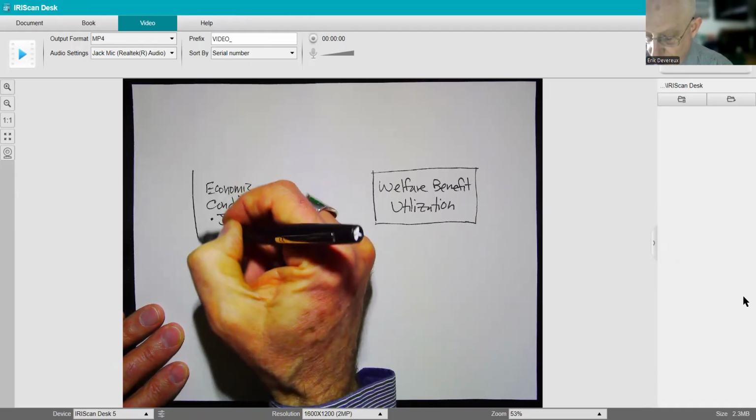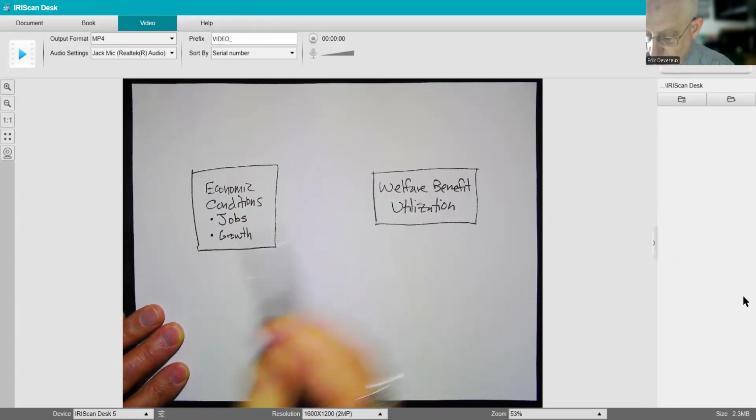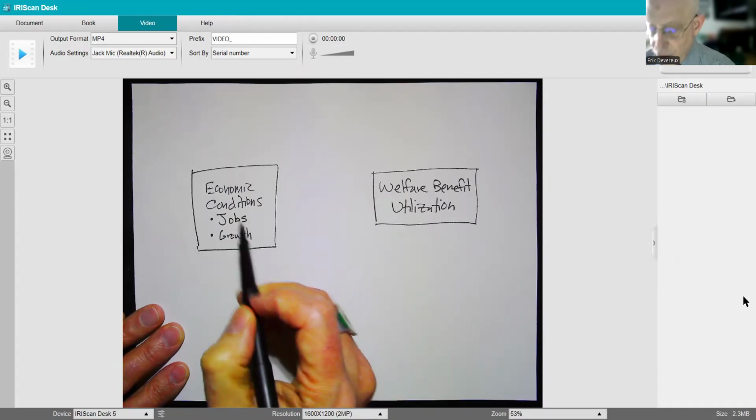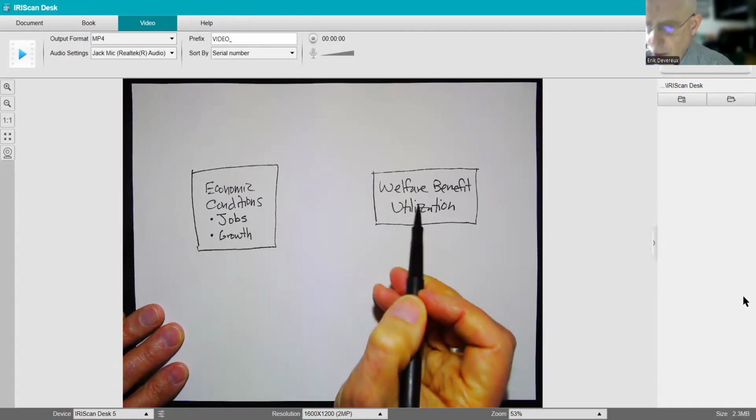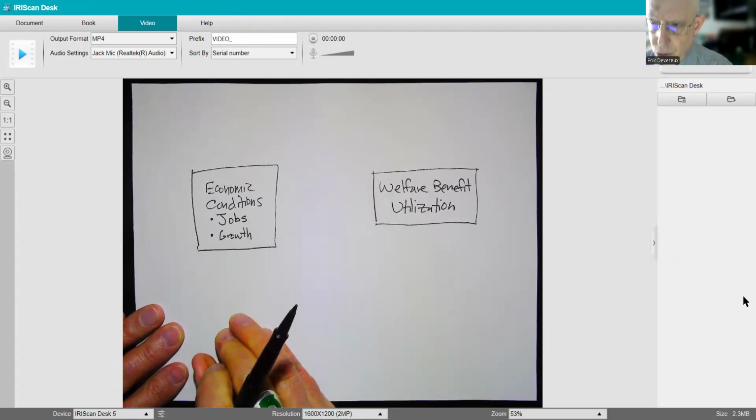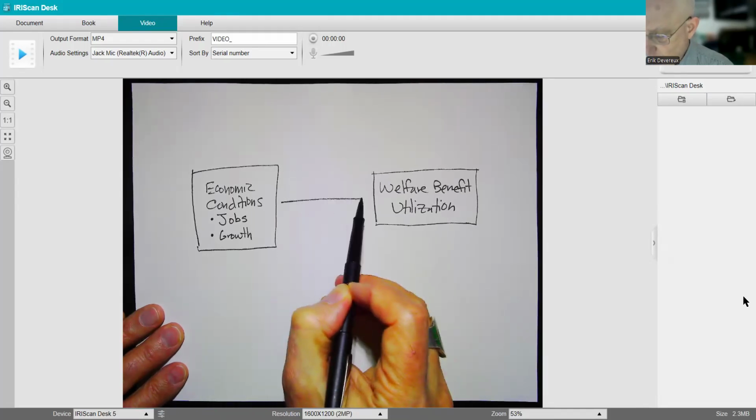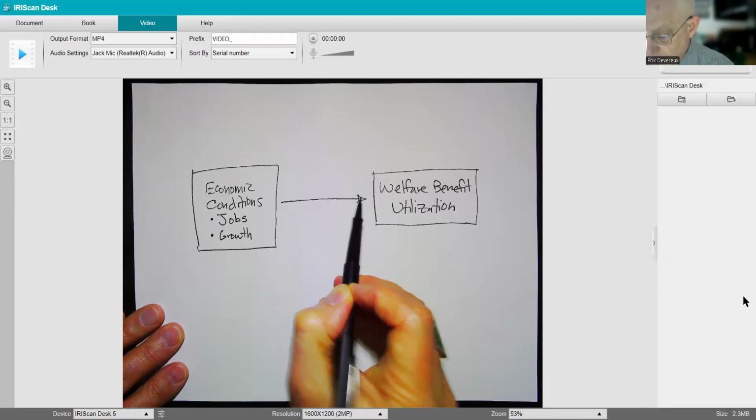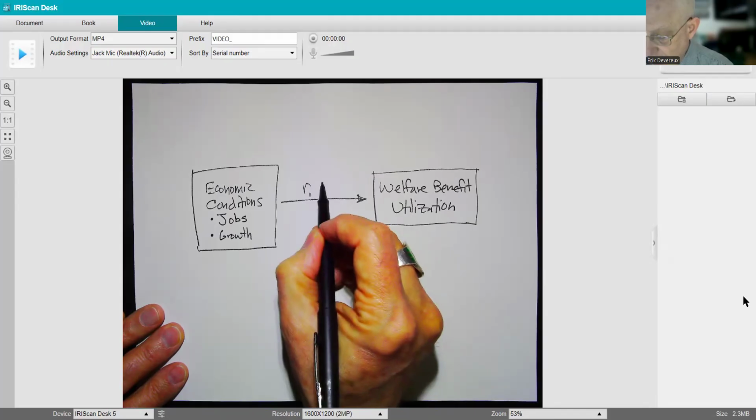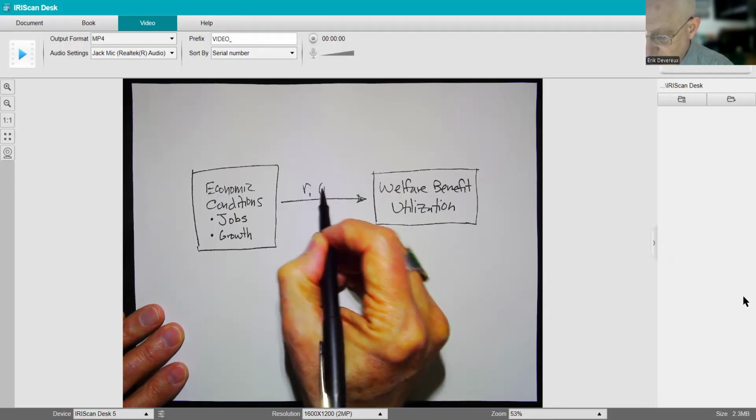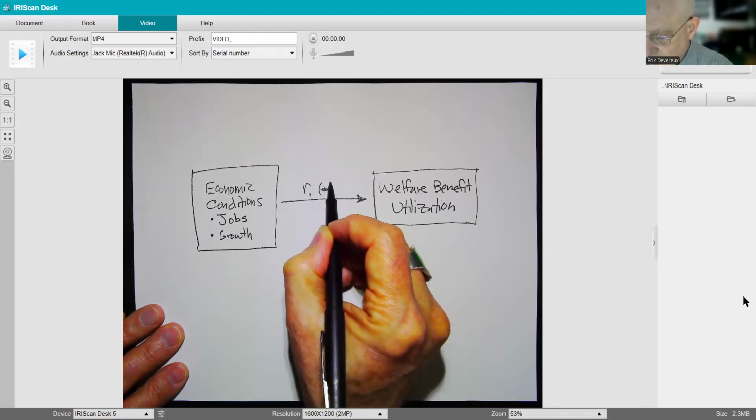So here is the thing. We expect the following relationship. If economic conditions, jobs, and growth go down, then welfare benefit utilization should go up, right? So it would be perfectly reasonable to draw an arrow like this, put a rate in here, and say that this is, sorry, an inverse relationship, a negative relationship, okay?